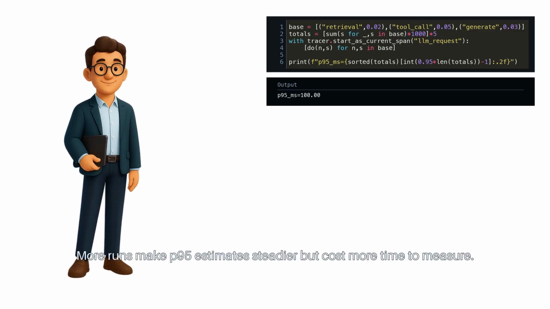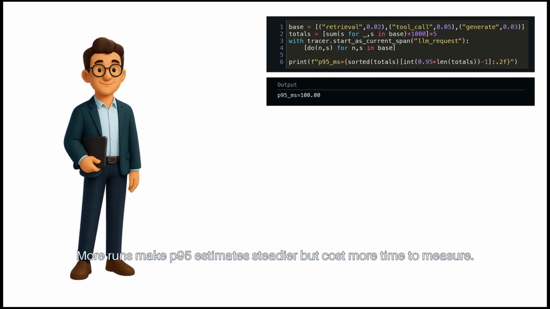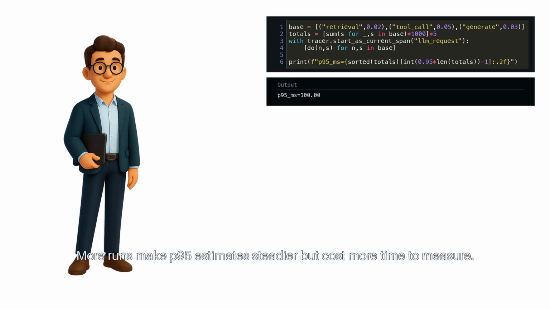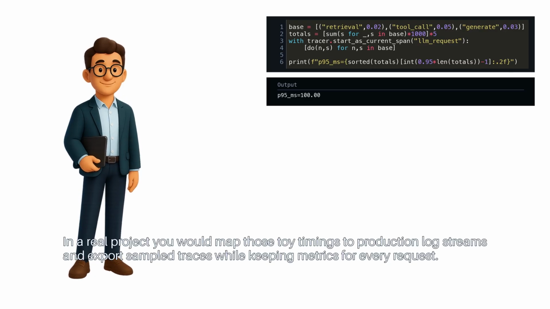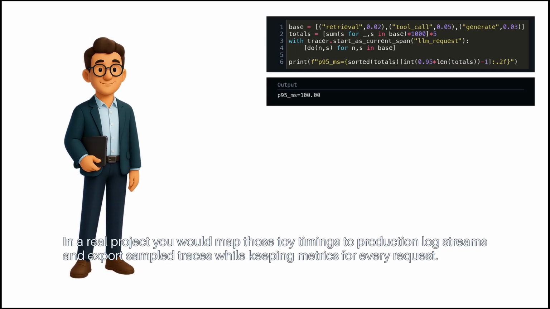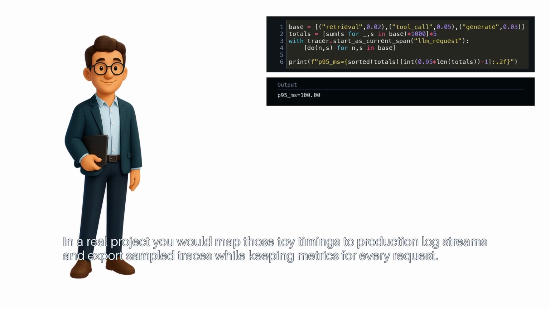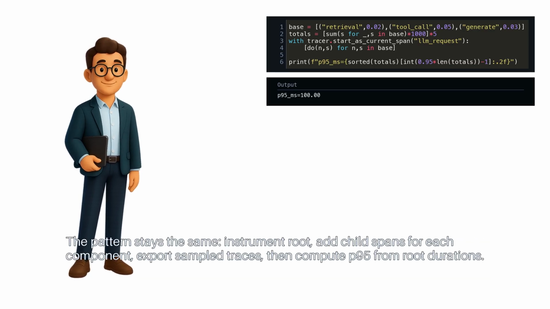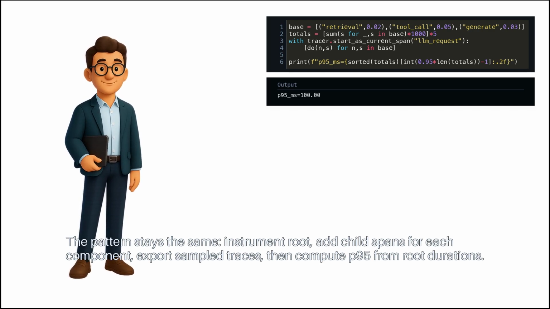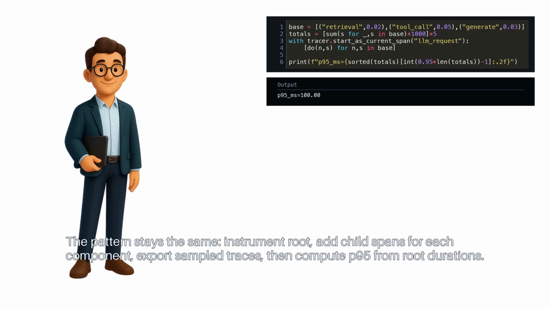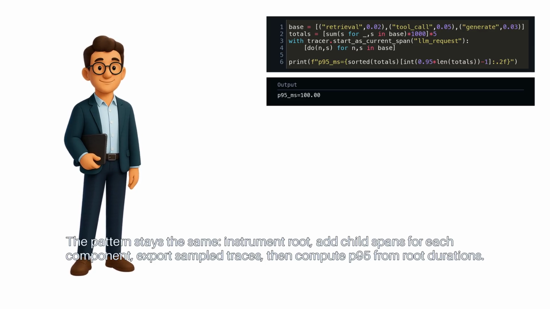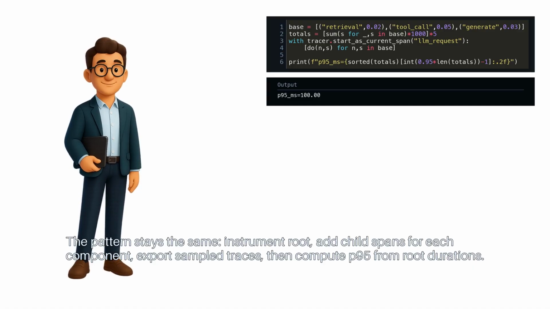More runs make P95 estimates steadier, but cost more time to measure. In a real project, you would map those toy timings to production log streams and export sampled traces while keeping metrics for every request. The pattern stays the same. Instrument route, add child spans for each component, export sampled traces, then compute P95 from route durations.